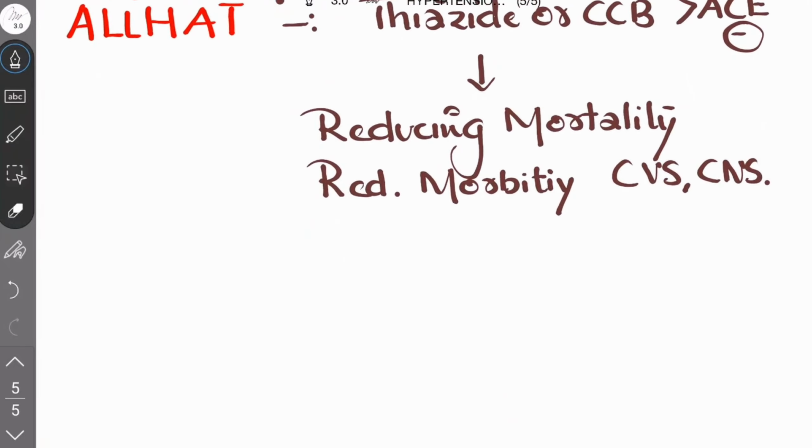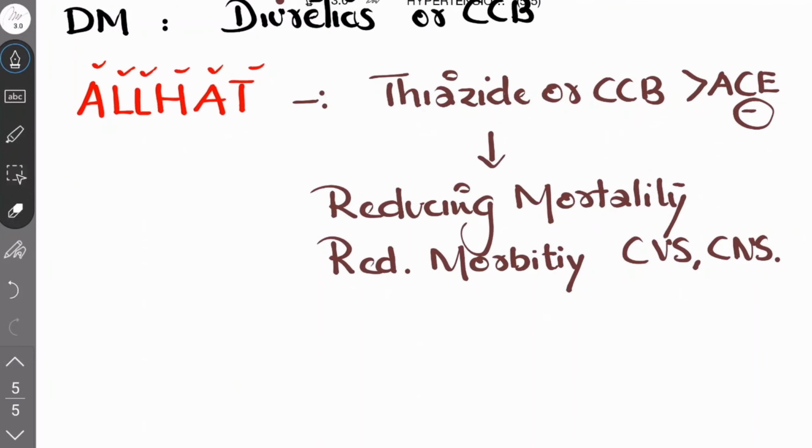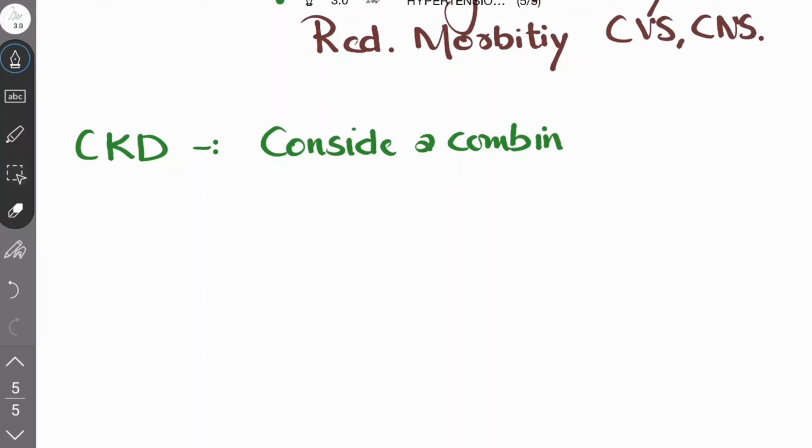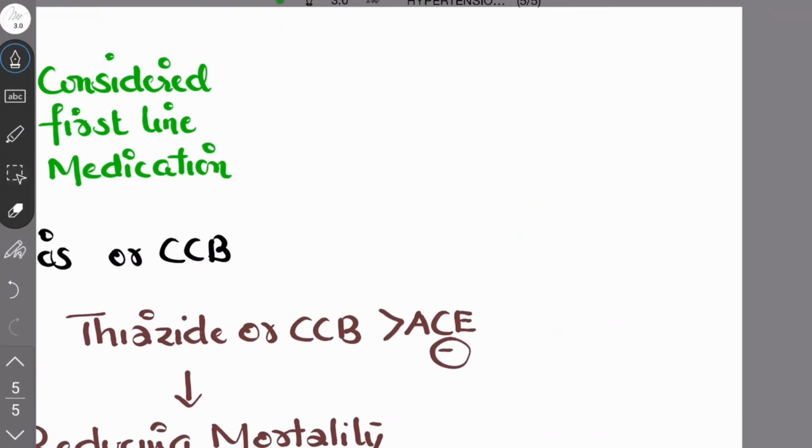In a patient with chronic kidney disease, CKD, initial or combination therapy with ACE inhibitors or ARB should be considered. So here in chronic kidney disease, you should consider a combination therapy with ACE inhibitors as well as ARB. It should be considered in kidney disease. That is about the initial therapy.